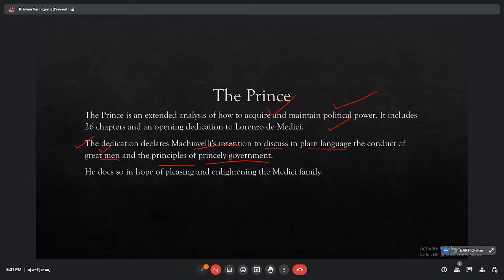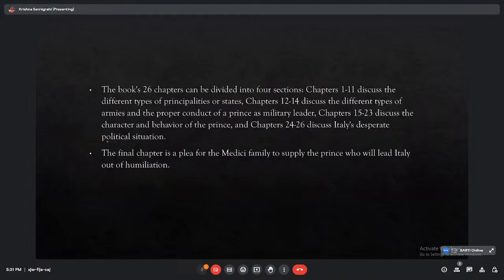The conduct of great men and the principles of princely government. He does so in the hope of pleasing and enlightening the Medici family. So he does so in the hope of what? In hope of pleasing and enlightening the Medici family.